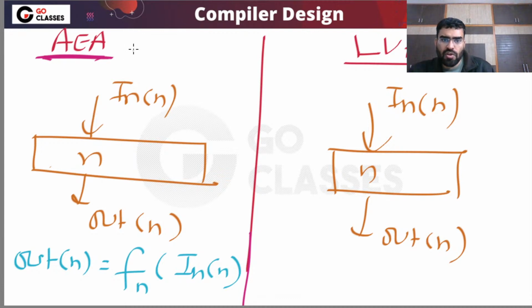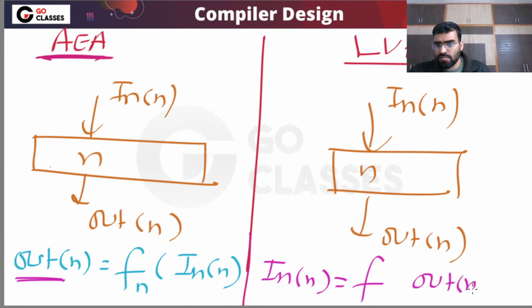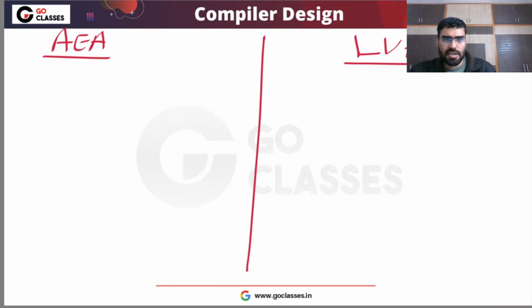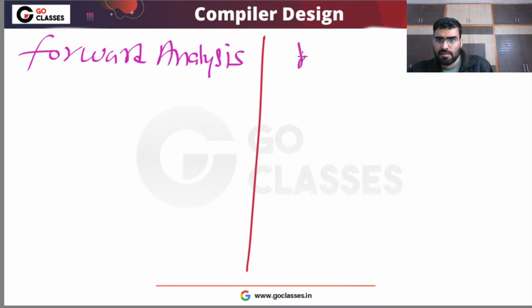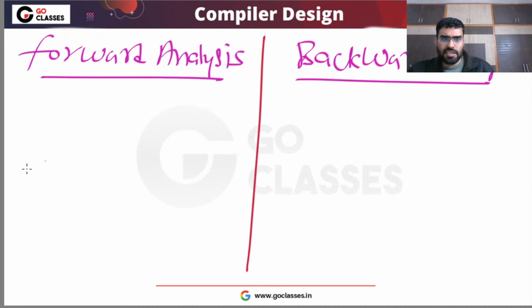This type of analysis is called forward analysis because out is a function of in. Here in is a function of out. Correct? So that is the reason I told you what forward analysis means and what backward analysis means. Focus on the definitions of forward analysis and backward analysis. The definitions are these.